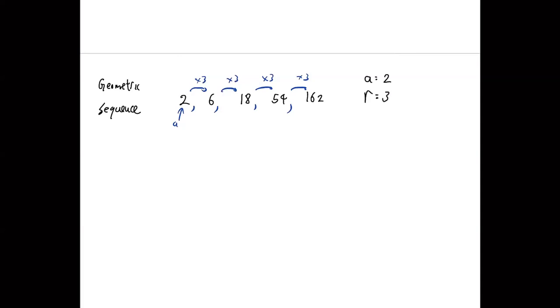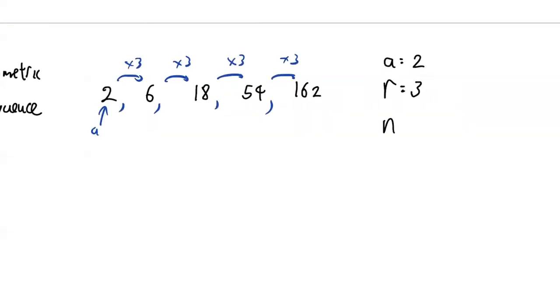Then what else do we have? N. N for number of terms. Nth term. Let's just denote it as Un. Okay, Un. What would it be? The A R to the power of n minus 1. Very good. N minus 1. Yes. So in this case, it will be 2 times 3 to the power of n minus 1, right?